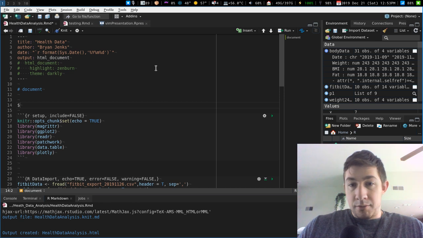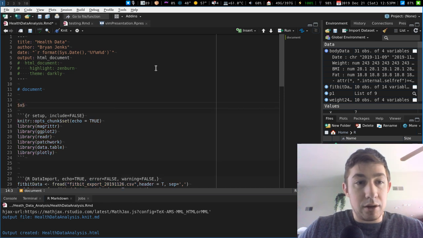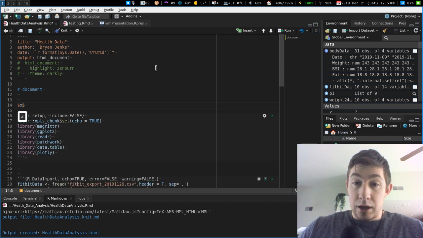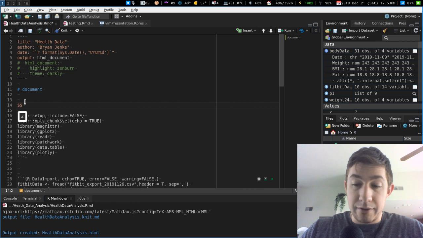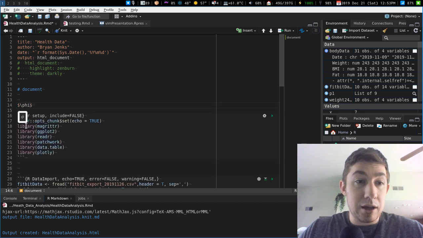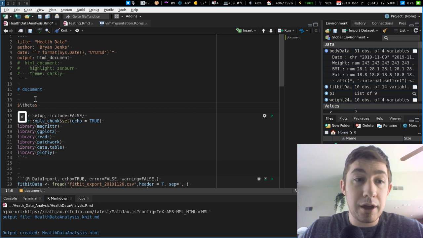Now, if I type one, nothing happens. If I type two, they turn orange. And that's because inside you expect to see LaTeX math equations. In this case, you can see it even gives me a hover example. If I did phi, it gives me the phi symbol. Theta gives me the theta symbol.